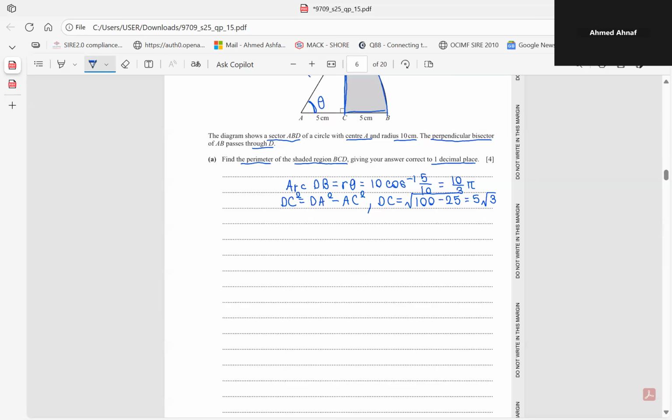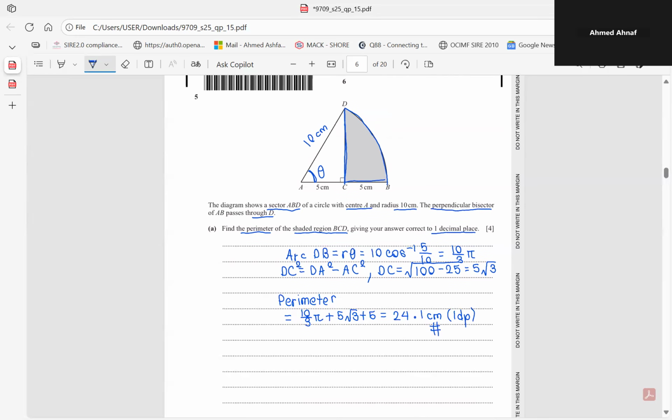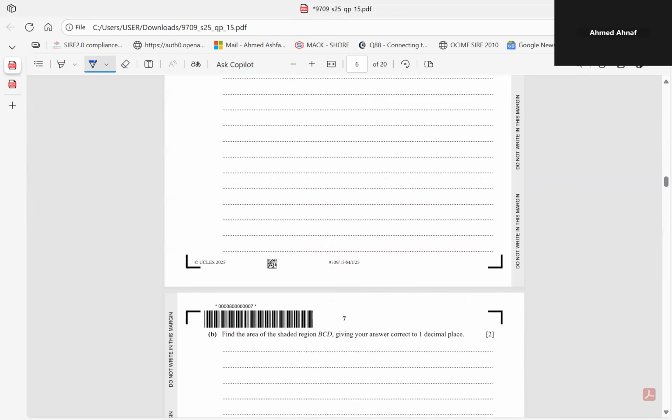Okay. Now we can find the perimeter by just adding up all these lengths. So 10/3 pi plus 5 square root 3 plus 5. Type it into a calculator. You'll get 24.1 centimeters. Don't forget your units, to 1 decimal place. So this is our final answer for this part. Let's head on to the next part.